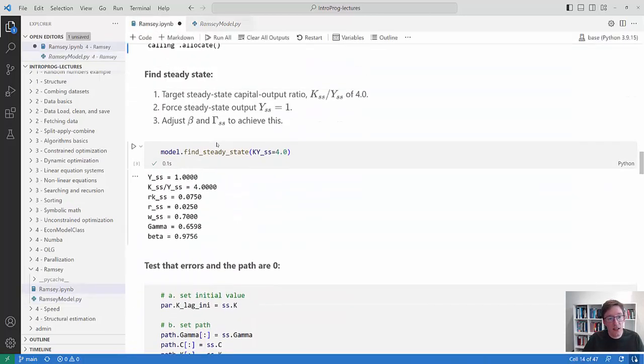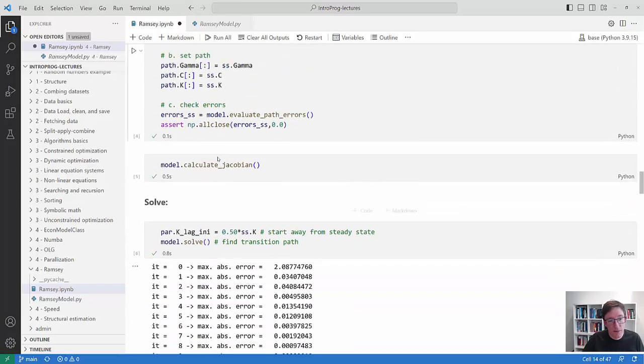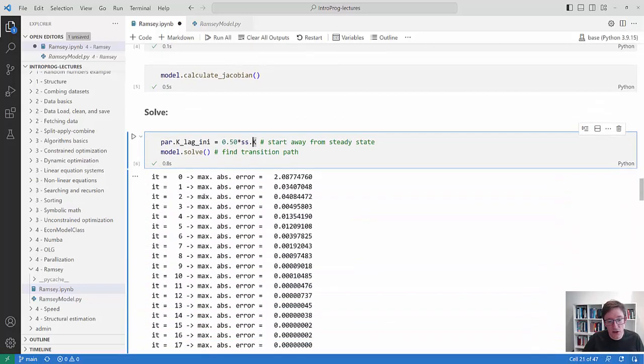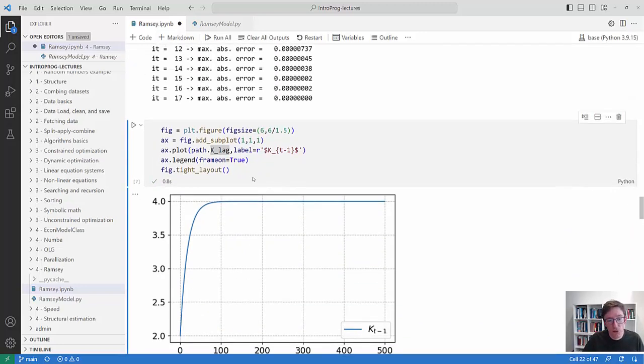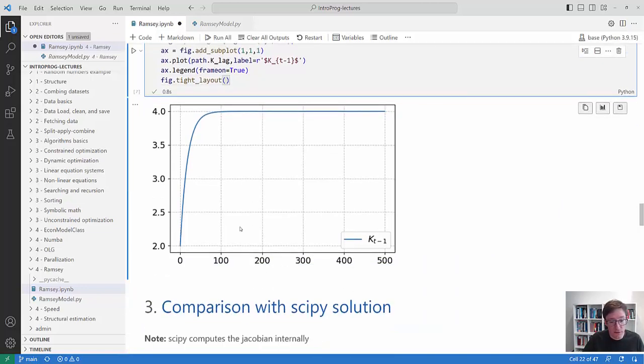And you have already seen how it can be done in practice. You set some initial value, and then you solve, and then you can see what the result is. This is a good time to pause the video and go through the code and think about whether you understand everything, or what you need to run yourself to check what's going on. Otherwise, let me show you some other stuff that we can do with it.